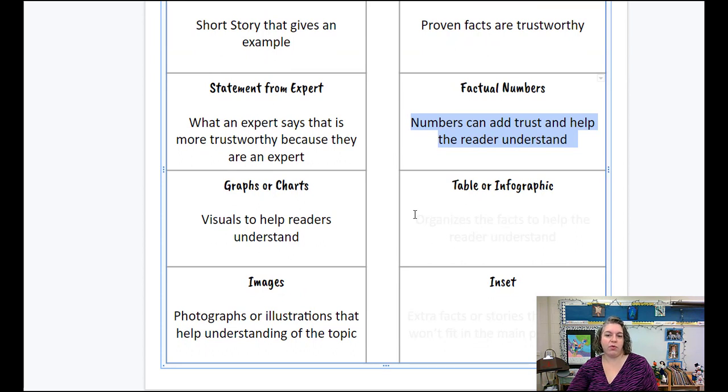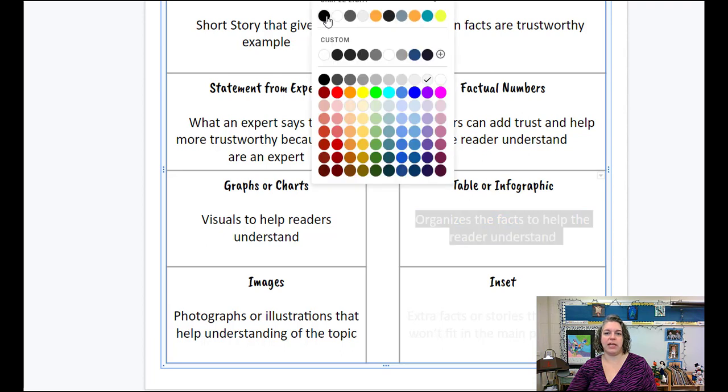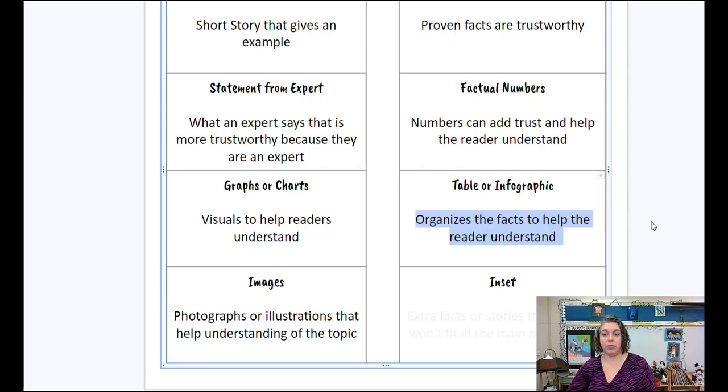Tables or infographics. So it organizes the facts to help the readers understand. I love a table. We use a table every single day because our agenda is a table. It has rows, it has columns, and it lines it up. So we know at these times, this is what happens on Monday, Tuesday, Wednesday, Thursday, Friday.